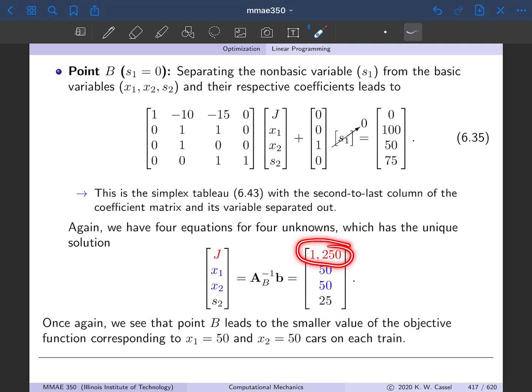So we compare the J's, and this J is smaller than the J that corresponds to point A, so this is the optimal solution. X1 and X2 are both 50, so half the cars in each train will lead to the smallest cost.